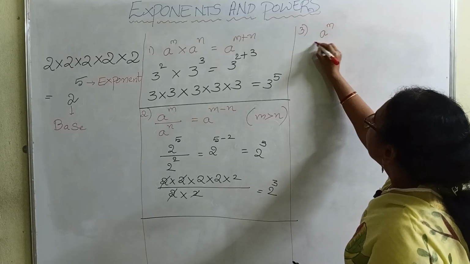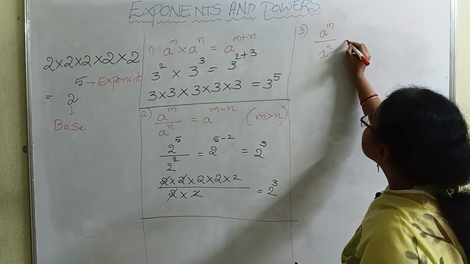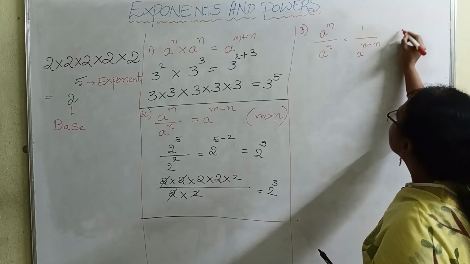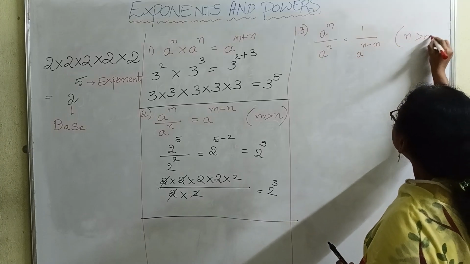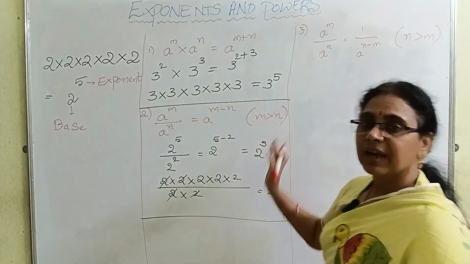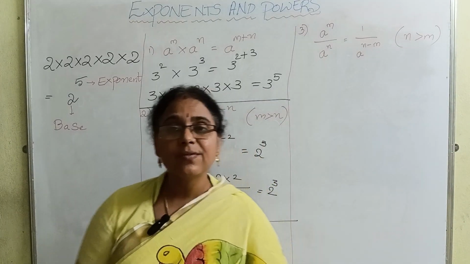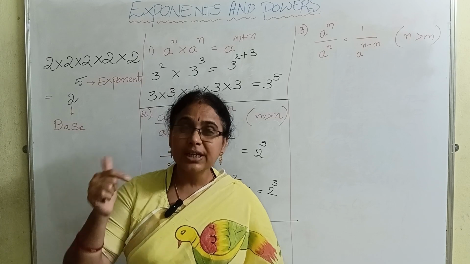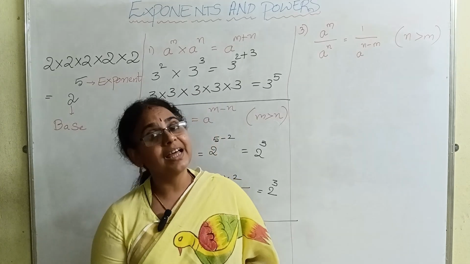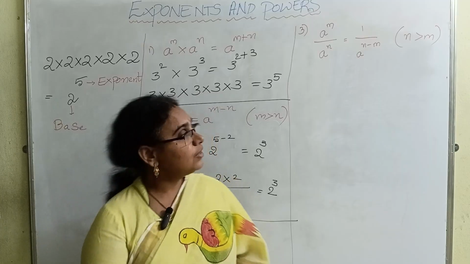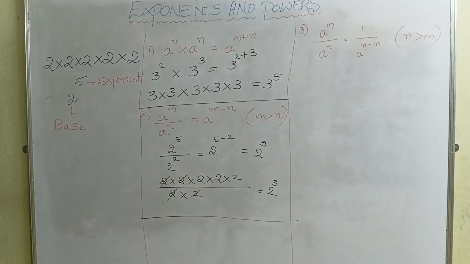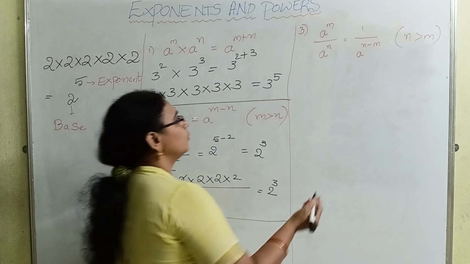a power m by a power n is equal to 1 by a power n minus m, when n is greater than m. Same like this, bases are same in division, but the denominator exponent is greater than the numerator's exponent, then we have to go through 1 by a power n minus m. Okay, so we will see one example.